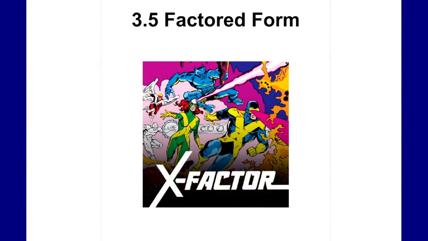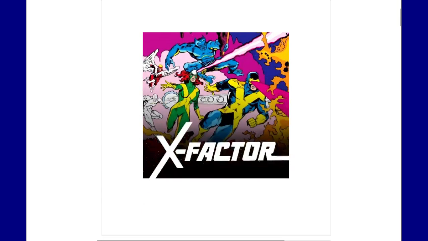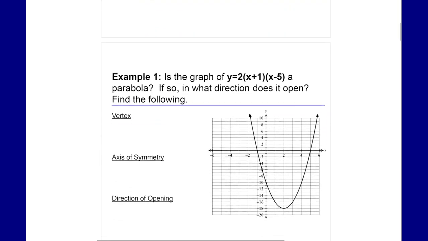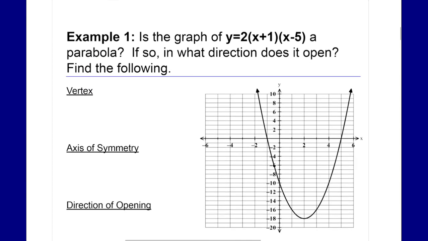In today's lesson, we are going to be looking at the factored form. So we've been focusing primarily on the vertex form of a quadratic. We're going to be looking at another form called the factored form. So is the graph of y equals 2x plus 1 times x minus 5 a parabola?